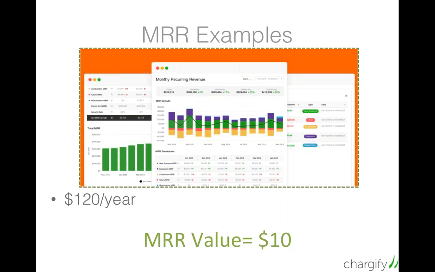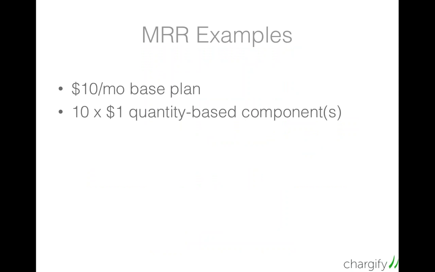Let's take a look at a few examples and what the MRR values are. A subscriber on a $10 a month base plan with 10 $1 widgets, which is a quantity-based component, has an MRR value of $20. This one is simple because we all know quantity-based components recur unless a change is made by either you or your subscriber. This is revenue we can predict.